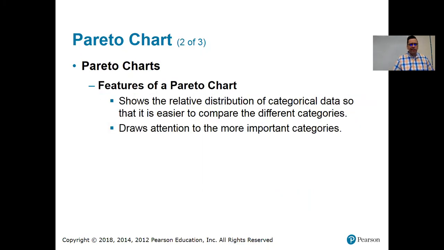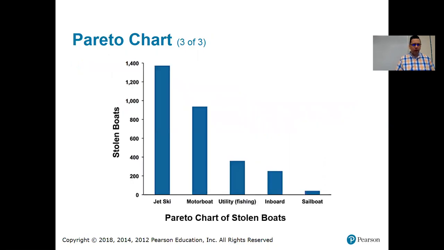All right, so again, the same feature as a bar chart, shows relative distribution. It's easy to compare different categories. And additionally, if you put the categories in descending order, it draws attention to the more important categories. And I'm looking for an example here. If I don't see one, I'm going to make one up. Ah, there we go. Perfect.